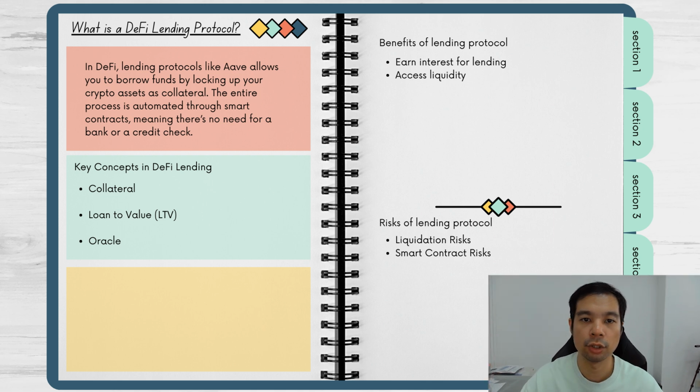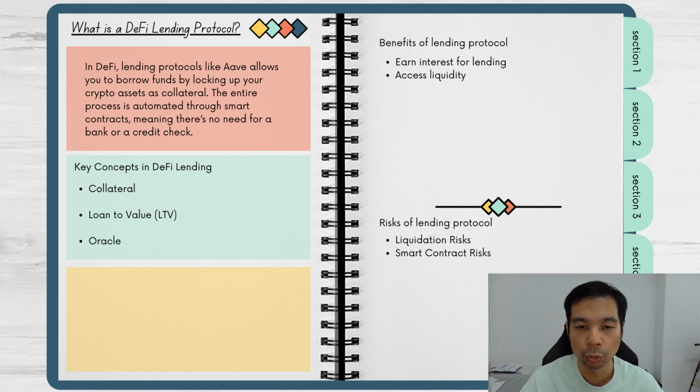Now let's touch on some of the key concepts of a lending protocol. Some of these terms include, firstly, collateral. What is collateral? It is the asset that you lock up in the protocol to secure a loan. For example, if you want to borrow stablecoins, you can lock up Ethereum as collateral, and the value of your collateral determines how much you can borrow.